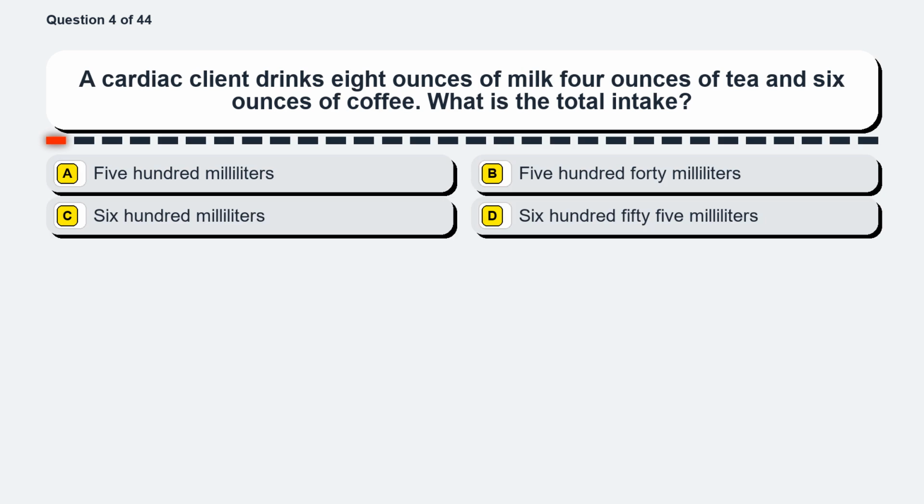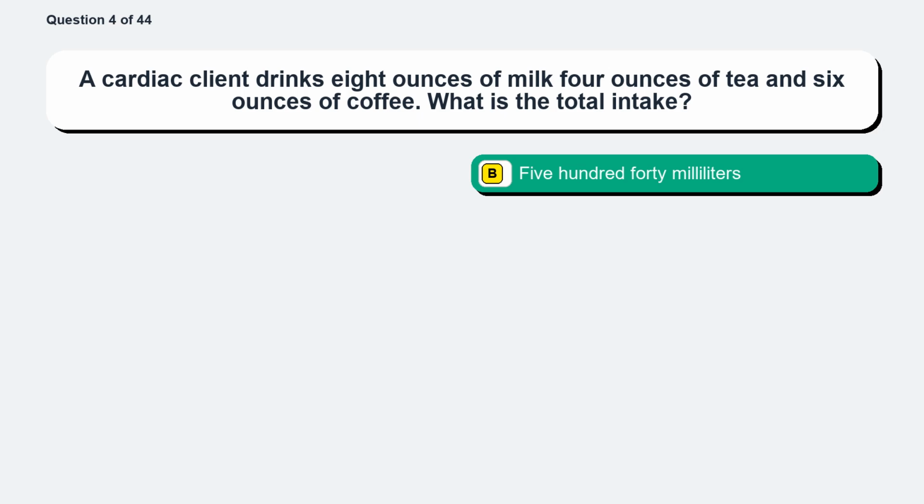Question 4. A cardiac client drinks 8 ounces of milk, 4 ounces of tea, and 6 ounces of coffee. What is the total intake? Option A, 500 milliliters. Option B, 540 milliliters. Option C, 600 milliliters. Option D, 655 milliliters.